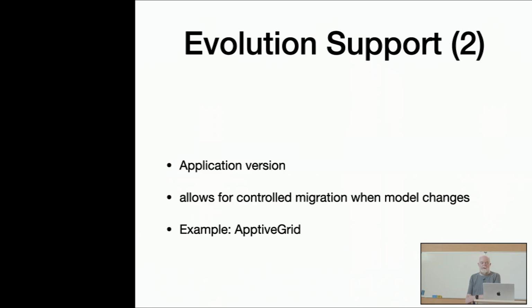Another evolution support is the application version that you can define. And there, I think Norbert could explain a bit more, because he uses that a lot for AptiveGrid to do large transformations.